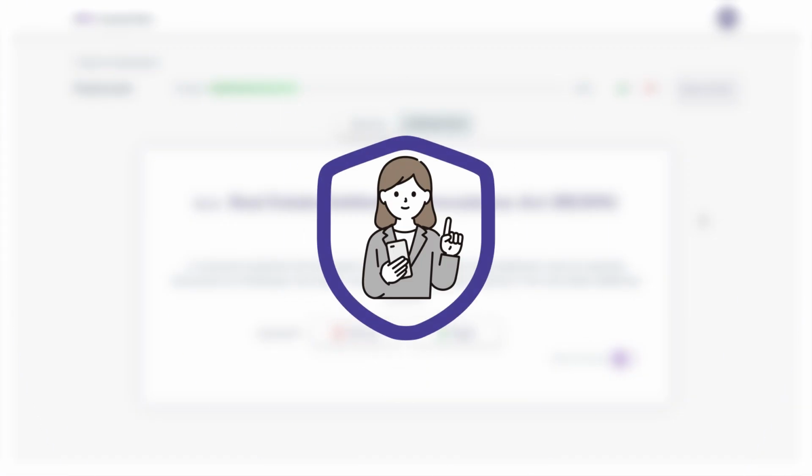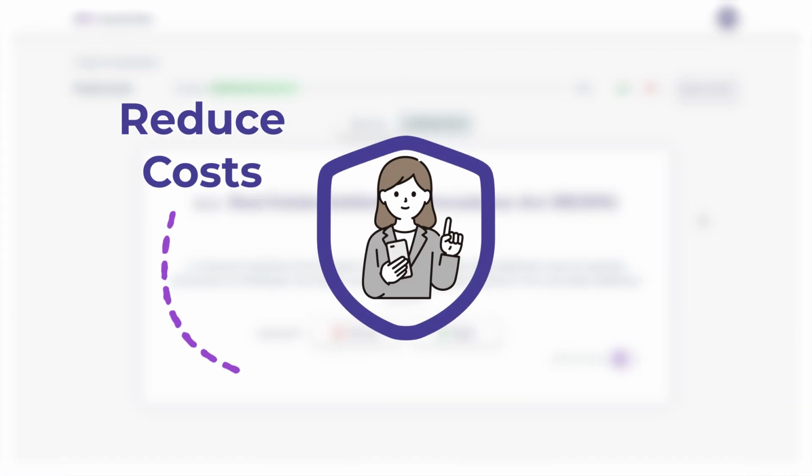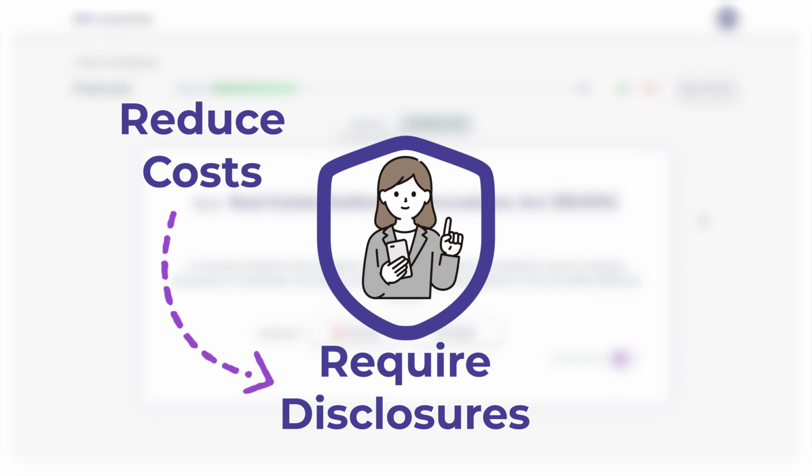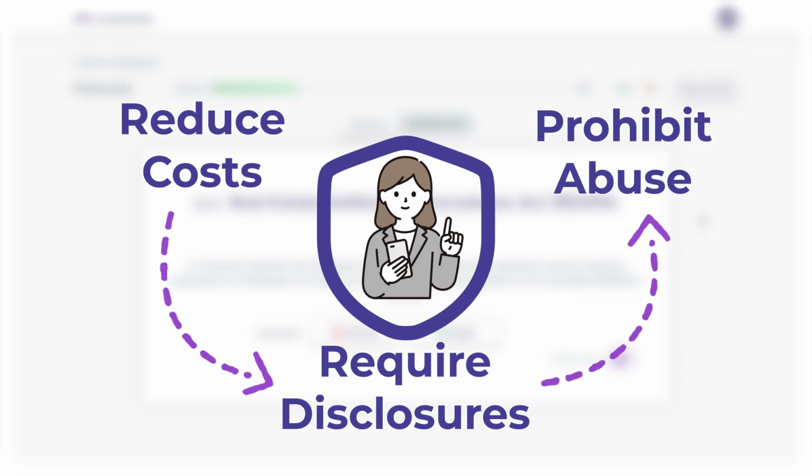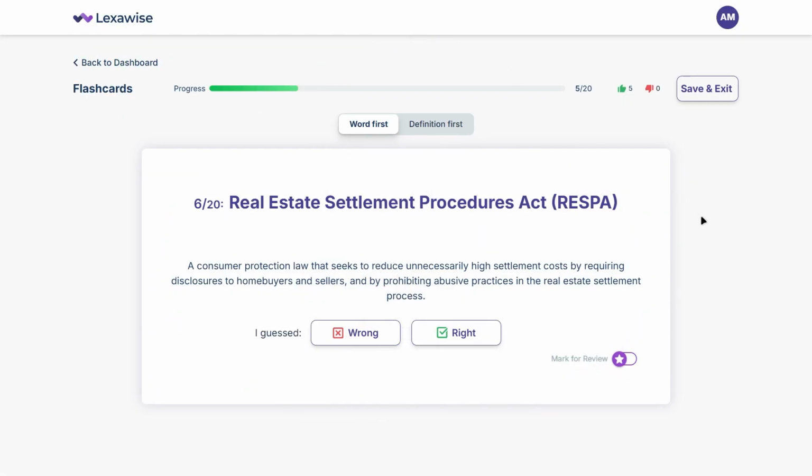RESPA, Real Estate Settlement Procedures Act, a consumer protection law that seeks to reduce unnecessarily high settlement costs by requiring disclosures to home buyers and sellers, and by prohibiting abusive practices in the real estate settlement process. In simpler words, RESPA protects buyers and sellers from getting ripped off at closing.